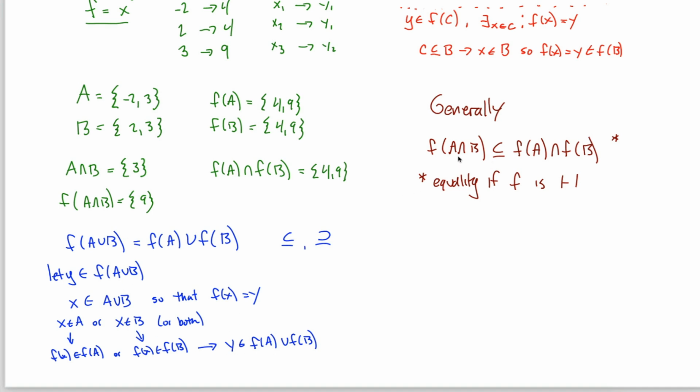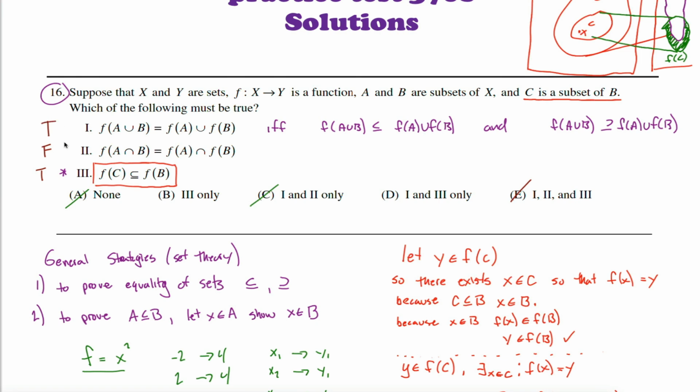The equality of the image of the intersection and the intersection of the images only holds if your function is 1-to-1, but the equality of the image of the unions and the union of the images always holds. The logic in blue tells us that this statement's true. That tells us that D is the correct answer.